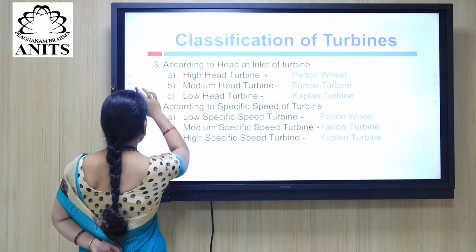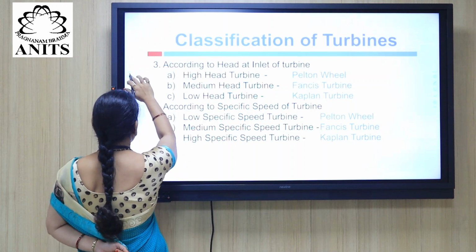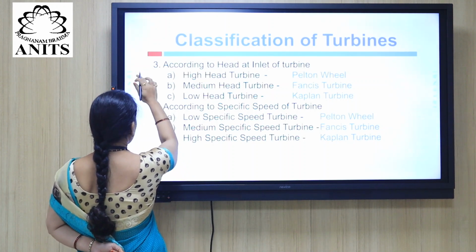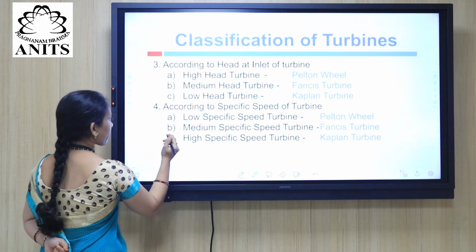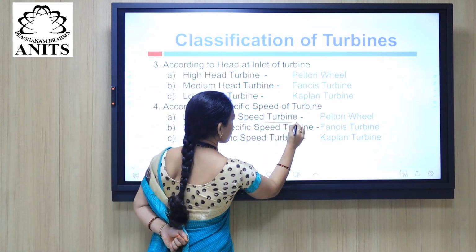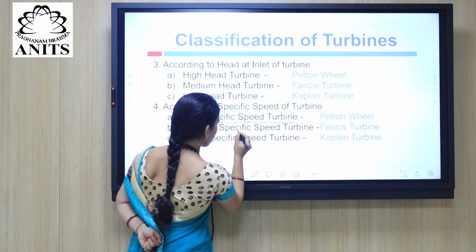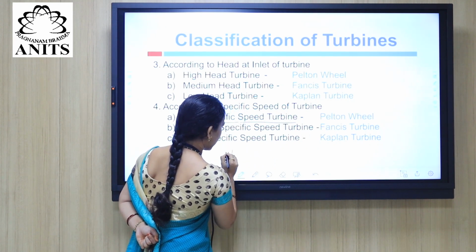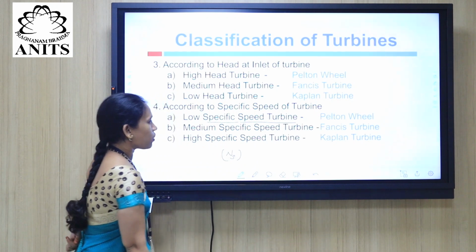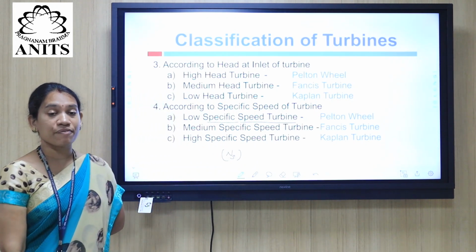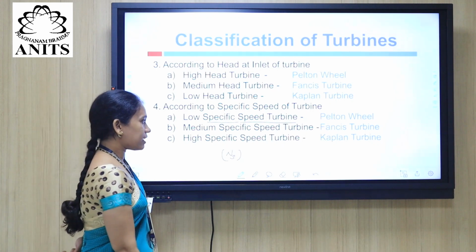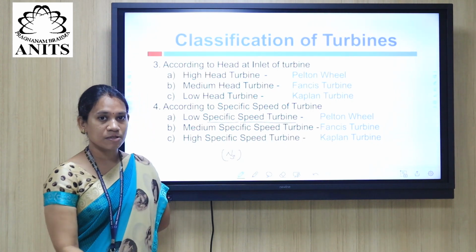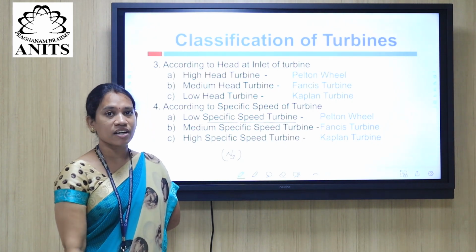The next classification is based on the specific speed of the turbine. We need to understand first of all what a specific speed is. Specific speed is a very important characteristic of a turbine. It is referred to with the letter NS. It is the speed of a turbine under specific conditions.